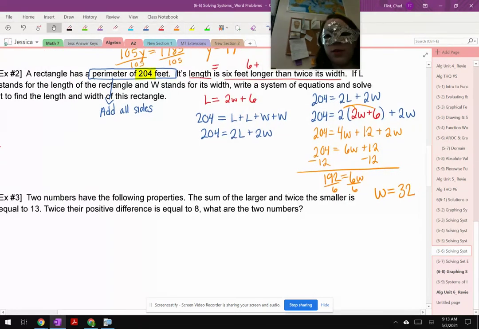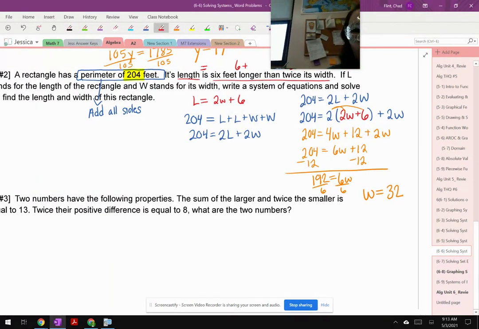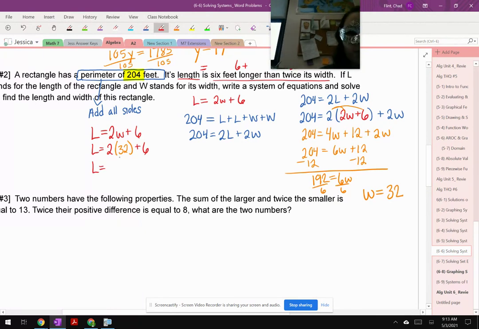Now I can use my W equals 32 to go ahead and solve for the L. L is equal to 2 times W, which is 32, plus 6. L is equal to 32 times 2 is 64, plus 6. L is equal to 70.